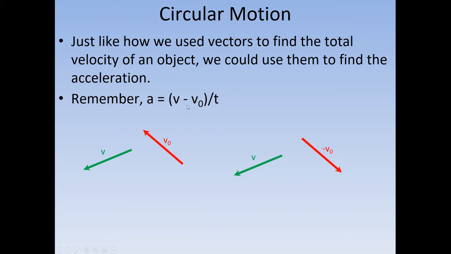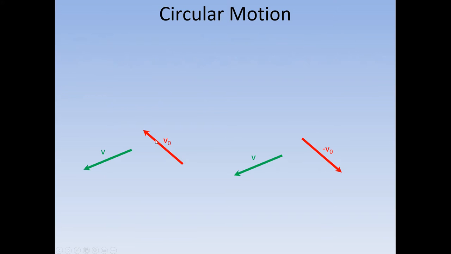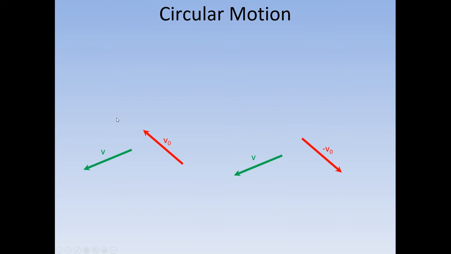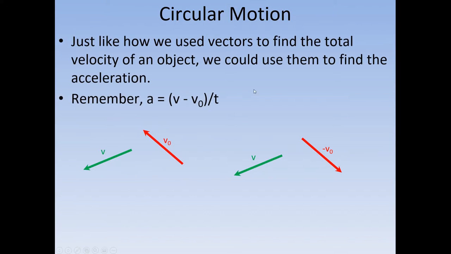Acceleration was the change in velocity, v minus v naught over t. So what I can do is I can take my two velocities. In this case, if we go back to the previous case, velocity 1's going up and to the left, velocity 2 is going down and to the left. I have them over here. Now it says here that it's v minus v naught. I can actually rewrite this to be v plus negative v naught.